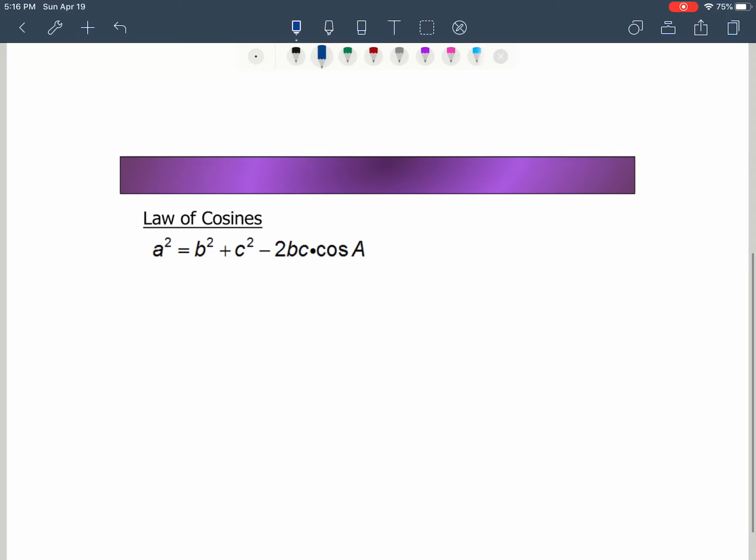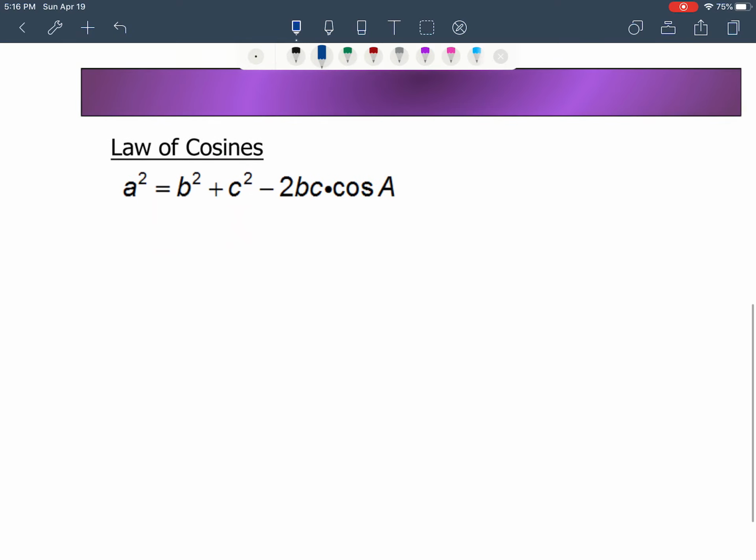It has cosine in it, and it says a squared equals b squared plus c squared, remembering that c could be any side. It doesn't have to be the largest side. So you've got three sides, a, b, c. So you've got a squared equals b squared plus c squared minus 2 times b times c times the cosine of angle A.